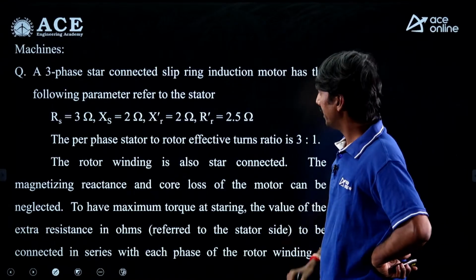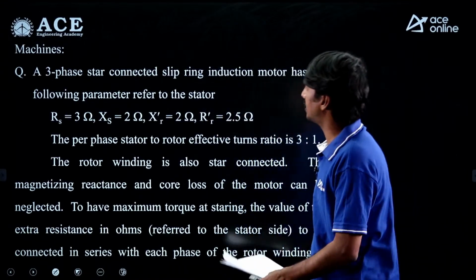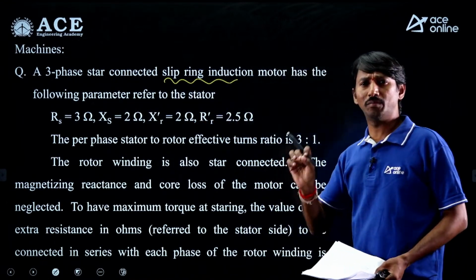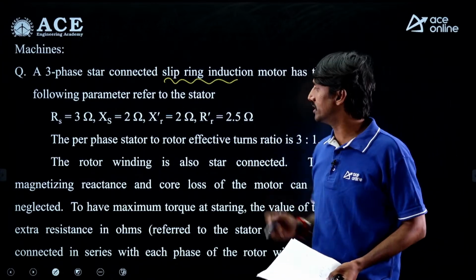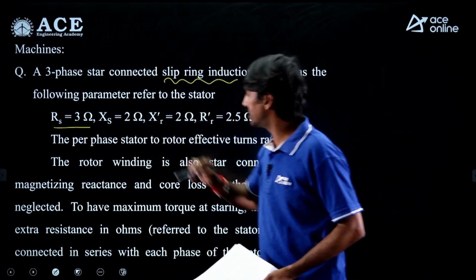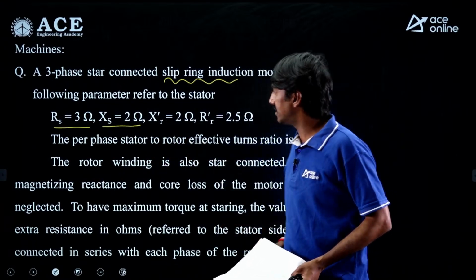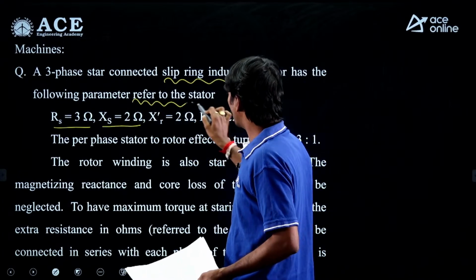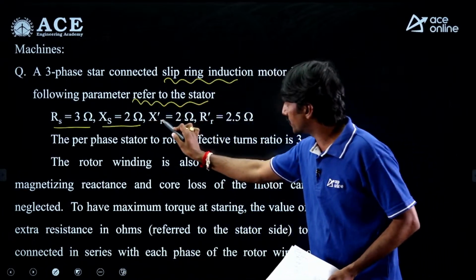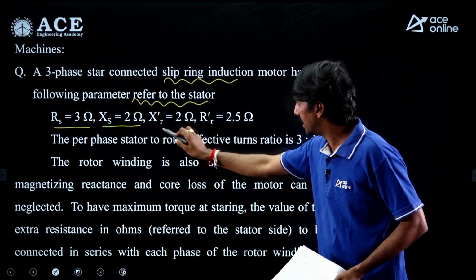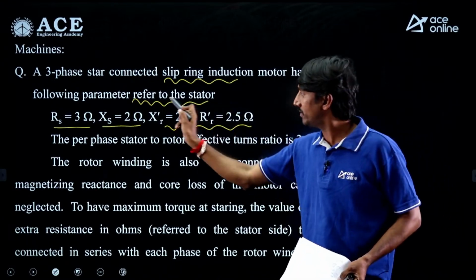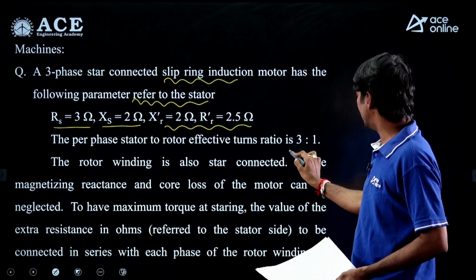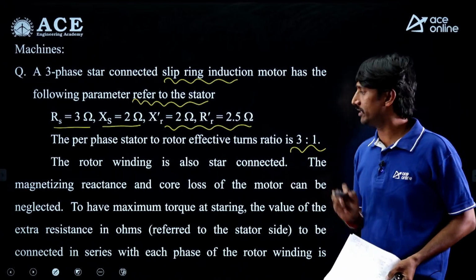Right. Next question. This is again a question from the induction motor, a slip ring induction motor. The question looks lengthy, but if you remember the basic formula, the solution is very simple. Stator resistance and stator reactance are given. He has clearly given the rotor resistance referred to the stator, that's why he has given X2 dash and R2 dash. These are the rotor values referred to the stator. The per phase stator to rotor effective turns ratio of 3:1 is given.